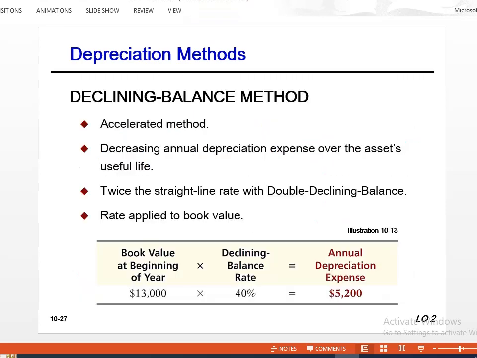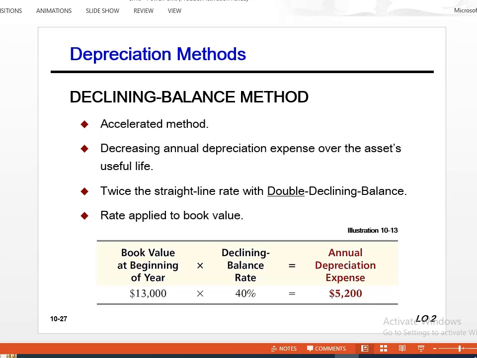The last method of depreciation which we are going to discuss is known as the declining balance method. Why declining balance method? Because the depreciation declines over the years. In the beginning year, depreciation is more. The second year, depreciation is less than the first year. Third year, depreciation is less than the second year. So it keeps on decreasing. That's why we call it declining balance method.